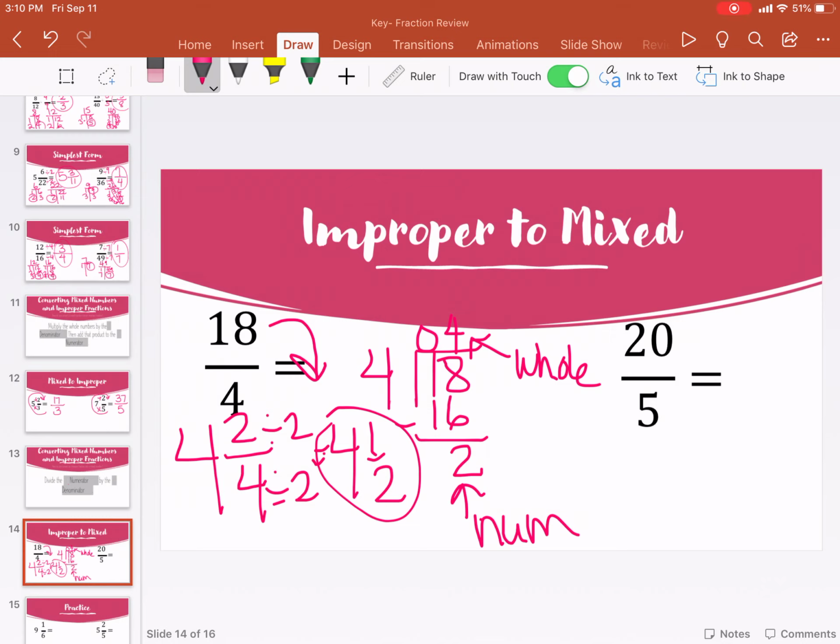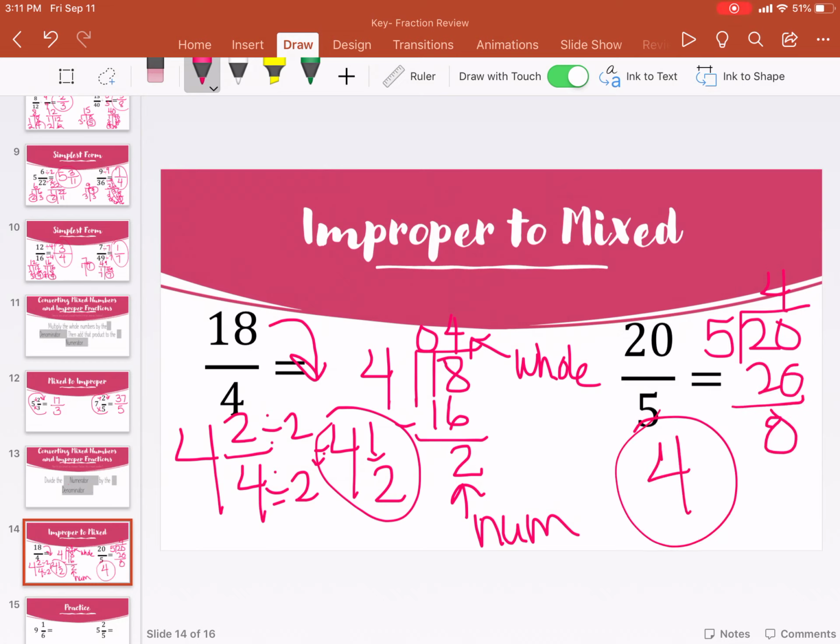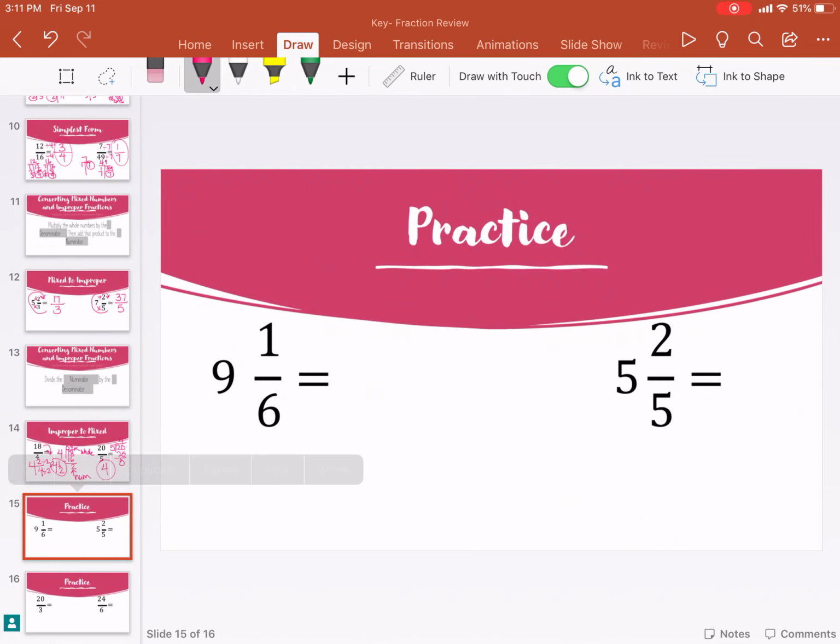Okay, the next one, we're going to do our back bend. 20 divided by 5 goes in 4 times. 0 as a remainder, so our answer is just 4. Okay, try these ones on your own. Let's see if you can do it. And then come back and watch the video.